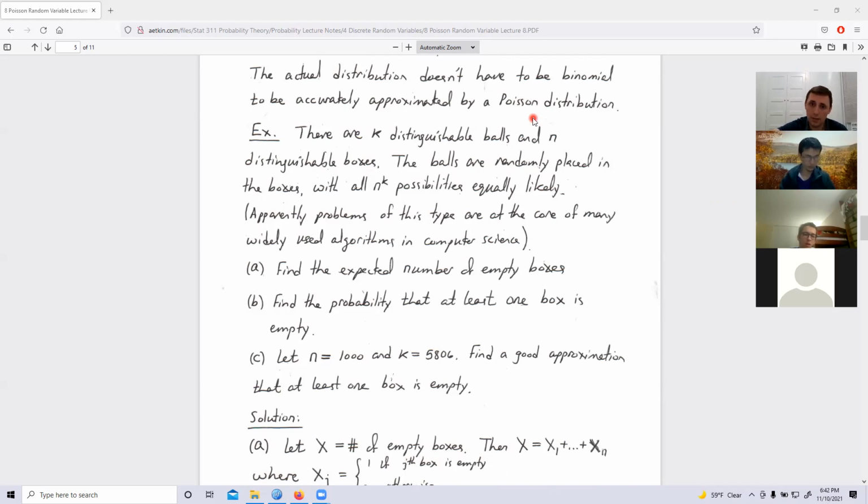I'm an old guy. I mean, I don't know how to program too well, right? So this apparently is related to some computer algorithms. So this type of problem, I'm not sure how it's phrased there.